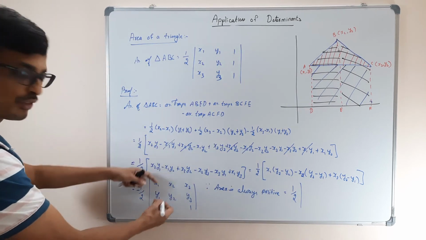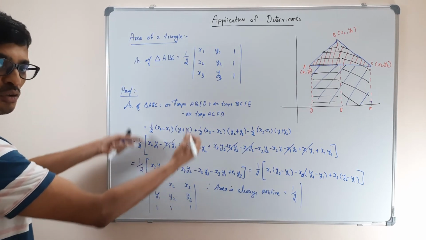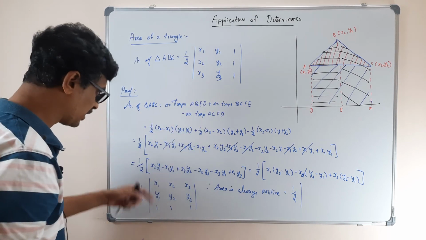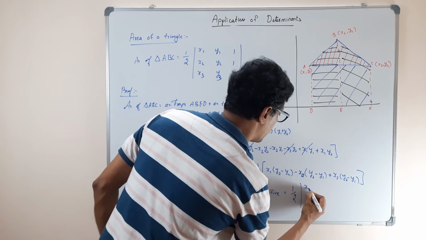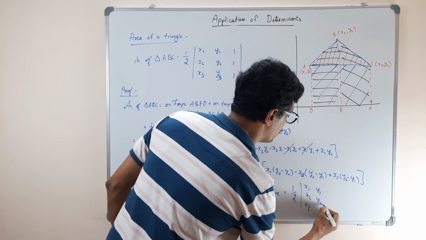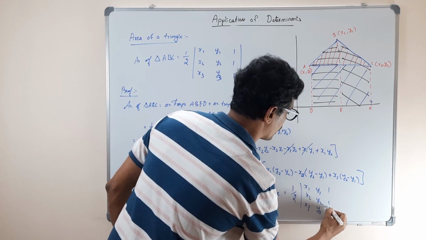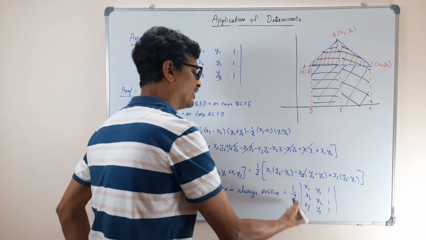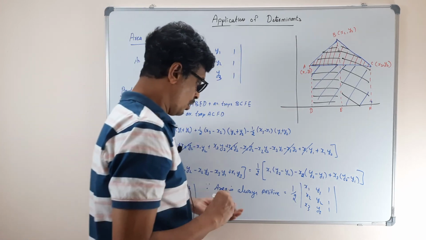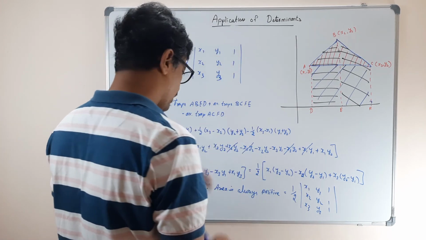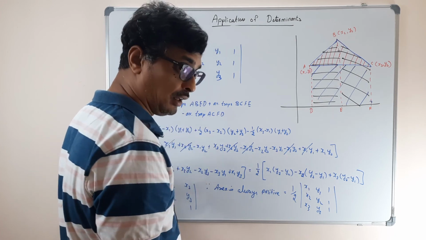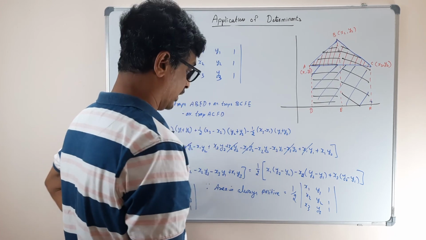You got it now? Because when you change the rows to columns and columns to rows, the determinant is not going to change at all. So that will be what? x1, x2, x3, y1, y2, y3, 1, 1, 1. You can either write like this or even this also. Both are one and the same. So this is the way we can find out the area of a triangle using determinants.